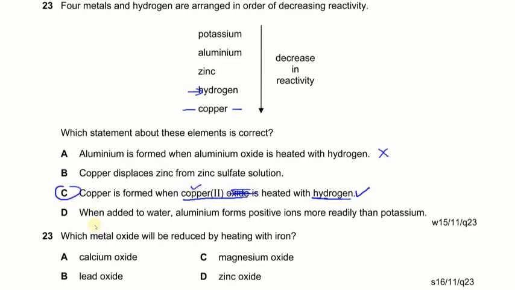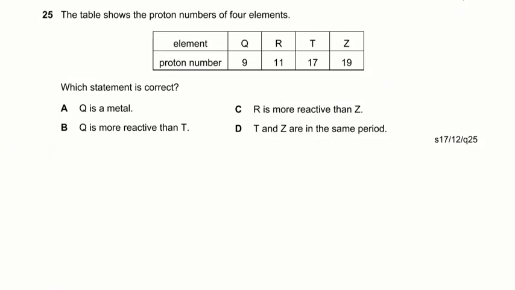In the next question, which metal oxide will be reduced by heating with iron? Iron should be more reactive than the metal in the oxide. Calcium is more reactive than iron, so iron cannot displace it. Magnesium cannot be displaced. Zinc cannot be. Lead is a less reactive metal than iron, so it can be displaced.